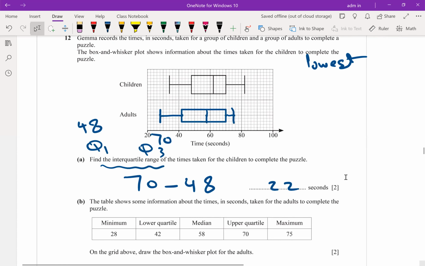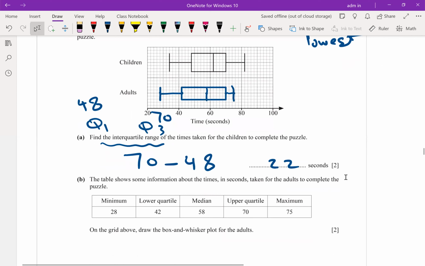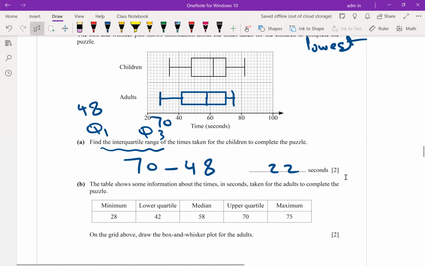Clear? If I ask you to compare, which is the highest median? Which one? First or second? Adults or children? Children is highest. Okay. Which is more spread from the median? More spread means interquartile range higher. That is adults.